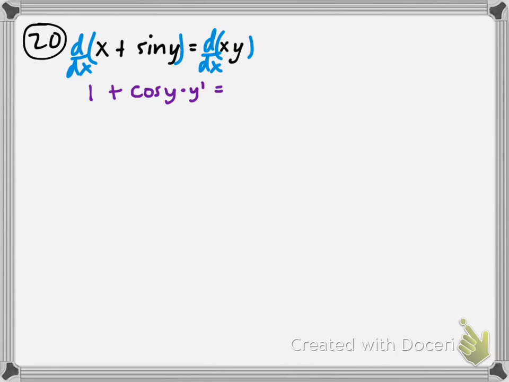The derivative of the product xy is the first, x, times the derivative of the second, plus the second, which is y, multiplied by the derivative of the first, which is just 1.